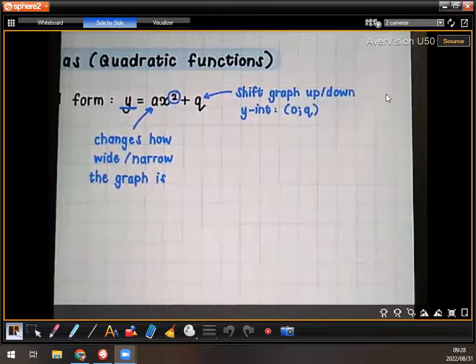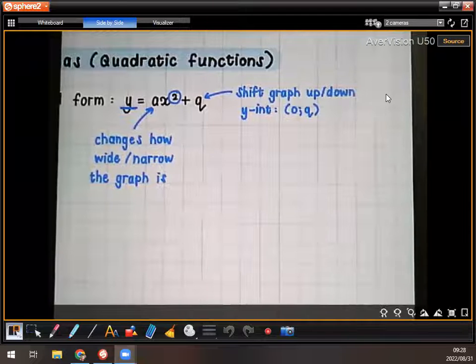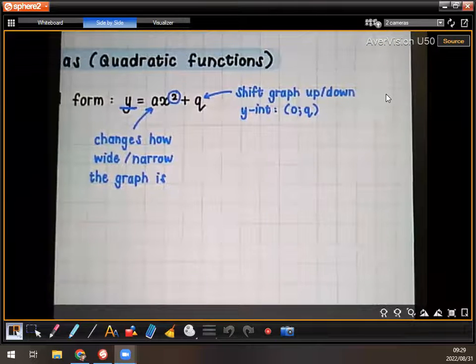Okay, so far we've only looked at one actual point on the graph, right? Remember, for a straight line you need 2 points. For a parabola, you're going to need 3 points in order to draw the graph. The 1 point that you need, obviously, is the y-intercept. The other 2 points that we're going to plot are going to be the 2 x-intercepts. Okay, sometimes the graph is not going to have x-intercepts. I'll tell you what to do then.